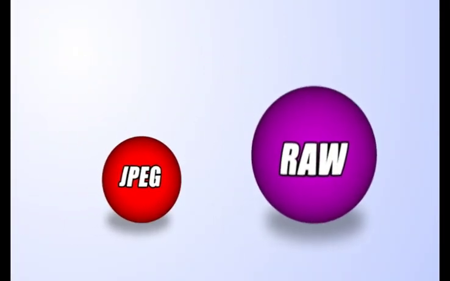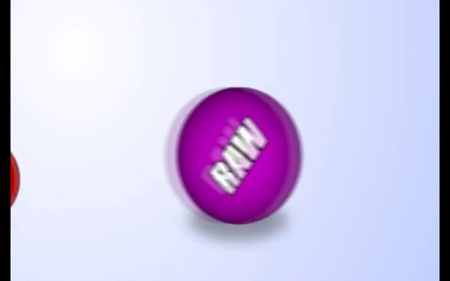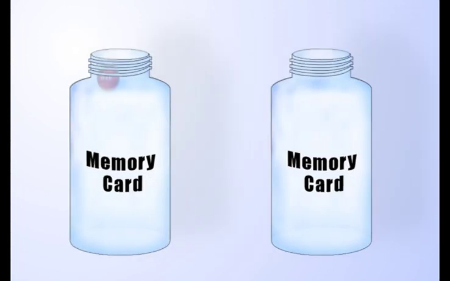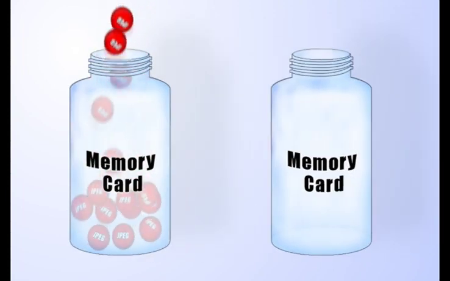You can save your pictures into 2 file types, RAW and JPEG. Let's discuss the differences and options available. JPEG uses the least amount of room on your memory card. To fit more photographs on the memory card, the JPEG file format compresses the file.